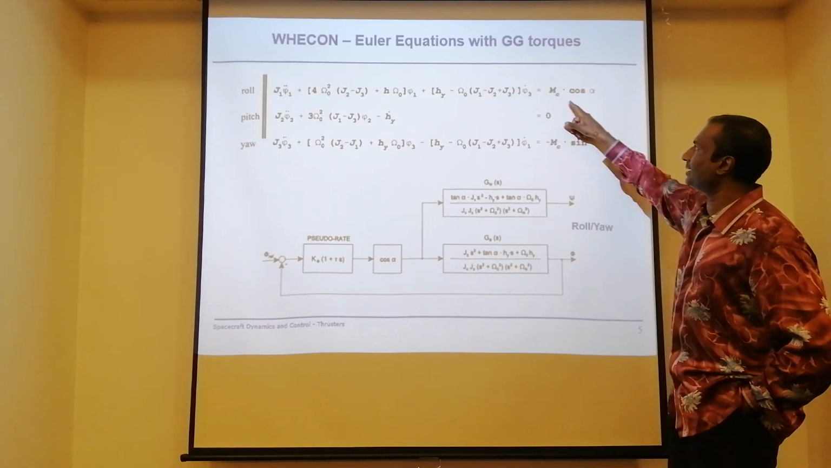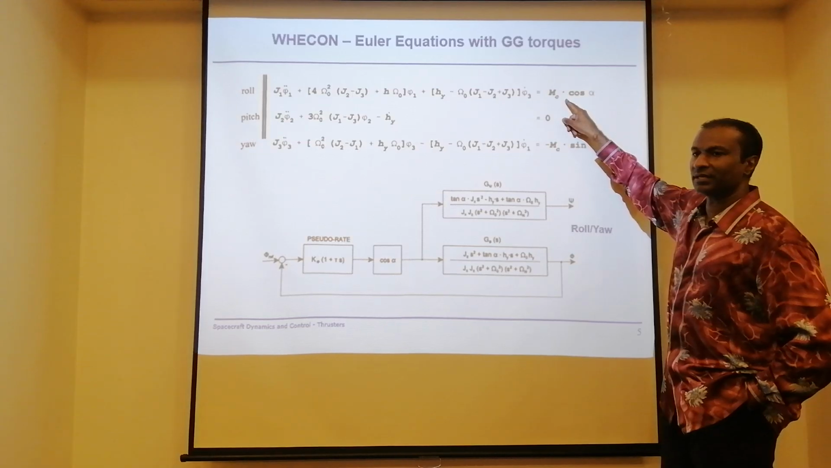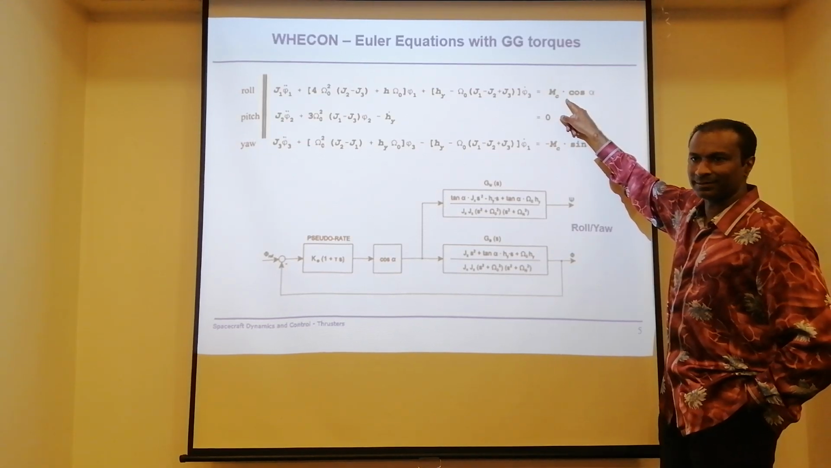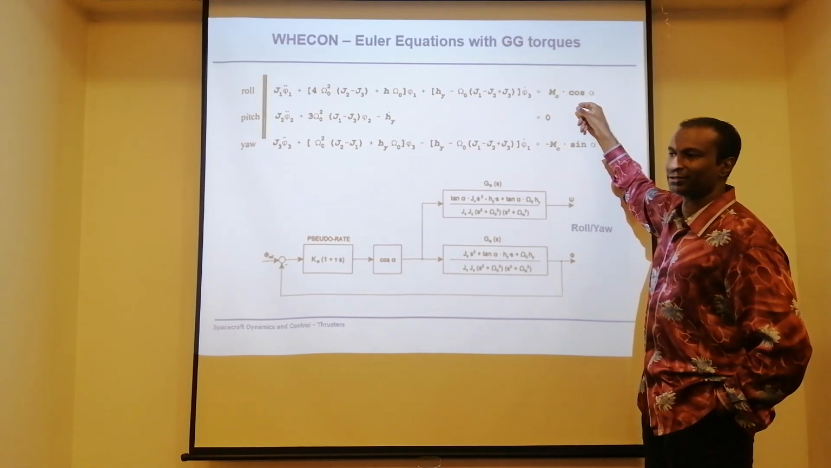Roll and yaw, same. I need a torque. And who's going to give me the torque? My torque is going to be given by my thrusters here. So the thrusters equation is here. This is actually the torque which belongs to the thruster.